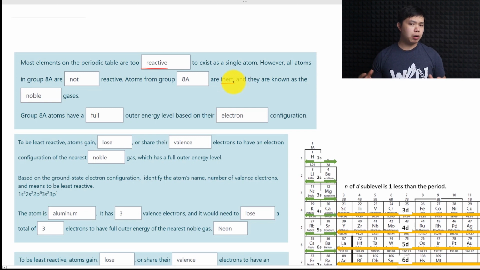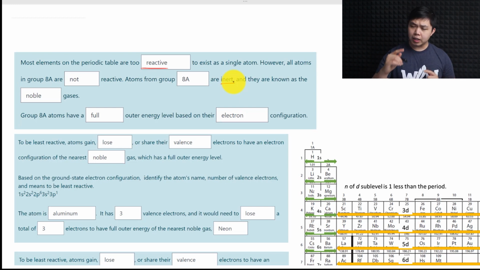Think of the term noble. If you are noble, you're pretty much stable, right? So what's so special about being noble? And now, the better question would be, what would elements or atoms that are not noble like to be? Of course, they want to be noble. So all the atoms on the periodic table that are not noble would like to have that nobility. And how are they going to do it? That is by gaining, losing, or sharing their valence electrons.